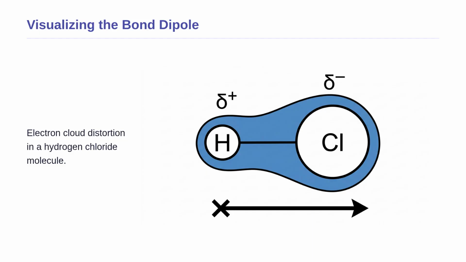To better understand this separation of charge we just discussed, let us look at a visual representation of a hydrogen chloride molecule. On the left, we have the hydrogen atom, and on the right, the highly electronegative chlorine atom. Notice how the blue electron cloud is not symmetrical. It is visibly distorted, pulled heavily towards the chlorine atom. This gives chlorine its partial negative charge, delta minus, and leaves hydrogen with a partial positive charge, delta plus. The arrow at the bottom, with a cross at its tail, represents the dipole moment vector, pointing towards the negative pole. This visualizes exactly how a covalent bond takes on ionic characteristics.